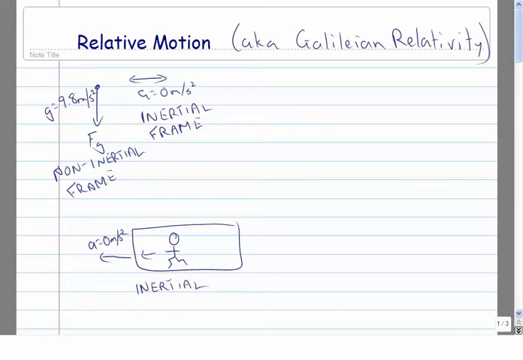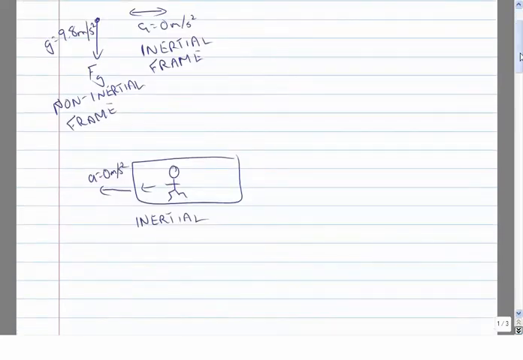However, to understand the overall motion of the train as seen by someone on the ground, we need to combine the train's vector with that of your own. So if the train is moving with this vector, and you are moving with this vector, your overall motion can be described by the resultant vector. That's longer than the train's vector, and yours as well.